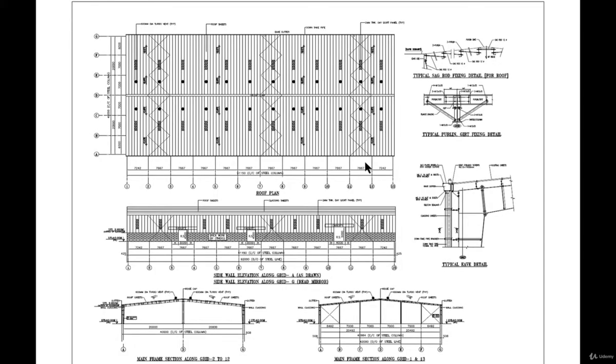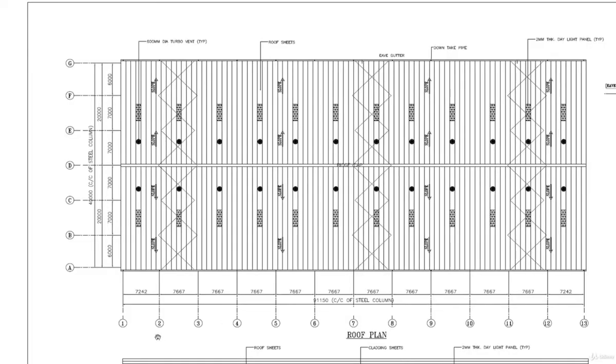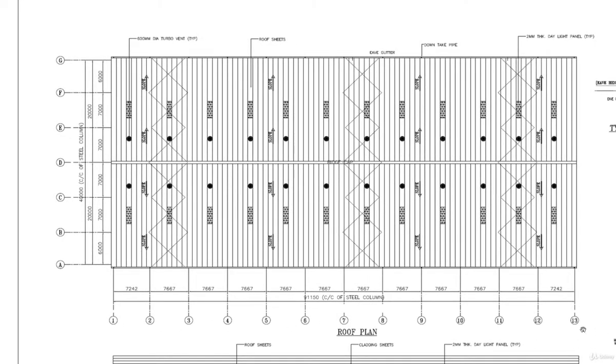So in this lecture, we will learn how to read the PEB shed structural drawings. Here in front of us is a full-fledged PEB structural drawing. On the top, we can see that this is the plan view. That is, the shed is running from grid 1 to grid 13.